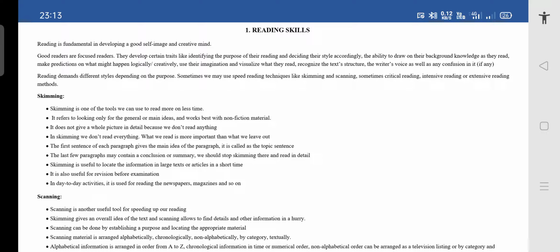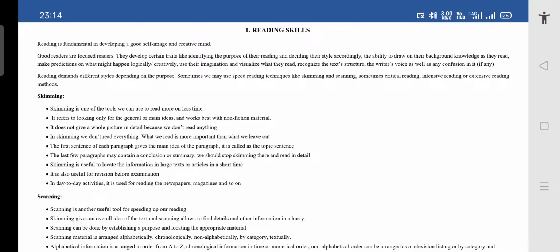They develop certain traits like identifying the purpose of their reading and deciding their style accordingly, the ability to draw on their background knowledge as they read, make predictions on what might happen logically, creatively, use their imagination and visualize what they read, recognize the text structure, the writer's voice, as well as any confusion in it, if any.